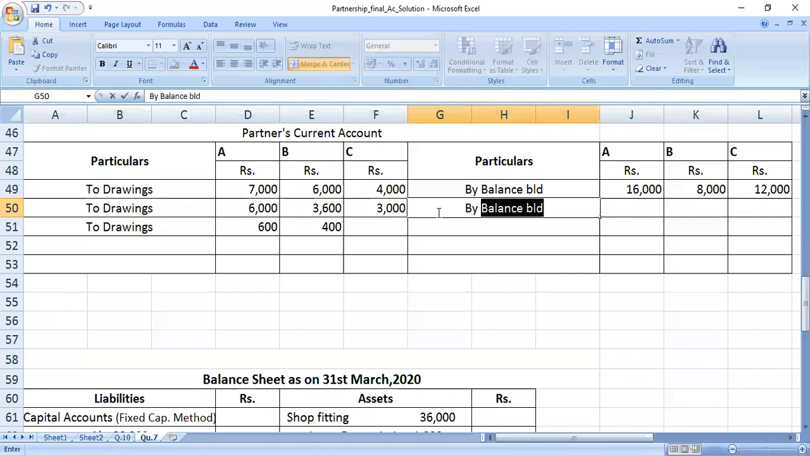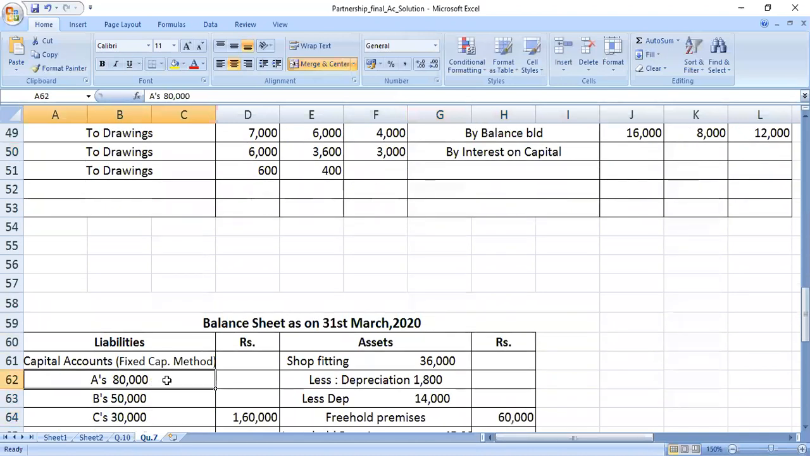Interest on capital. We have to find out the interest on capital. The capital balances on the liability side: A has 80,000. On 80,000 we have to find out the 5% value. So it is 4,000.